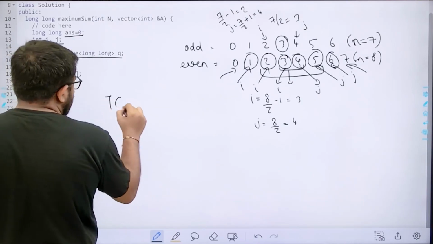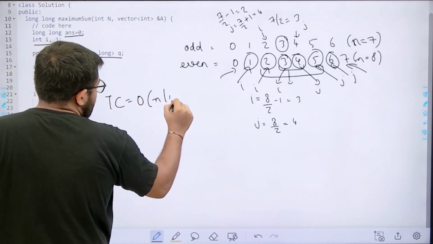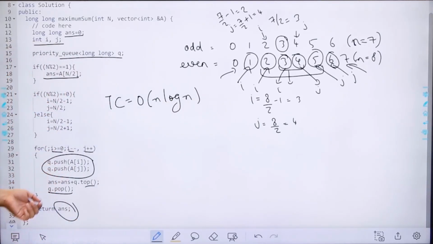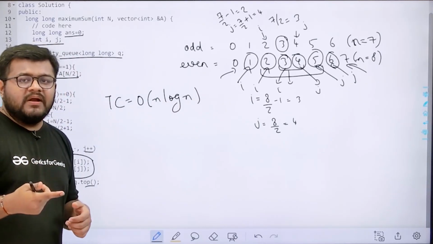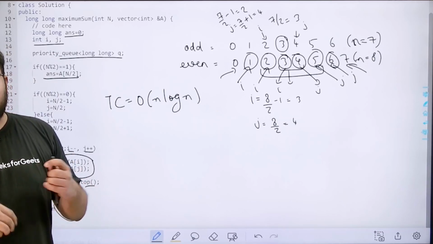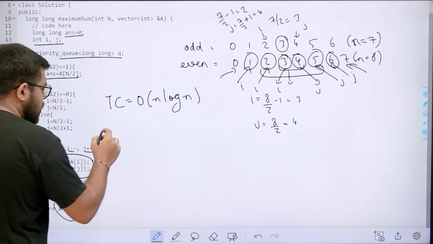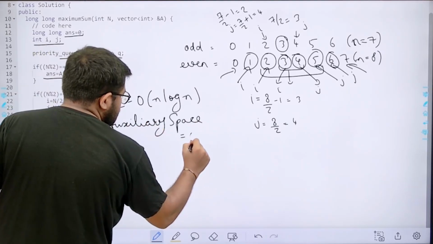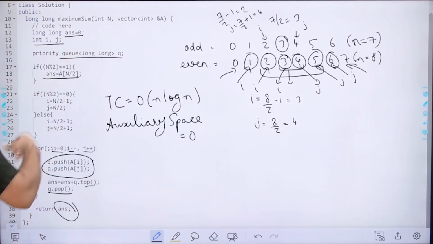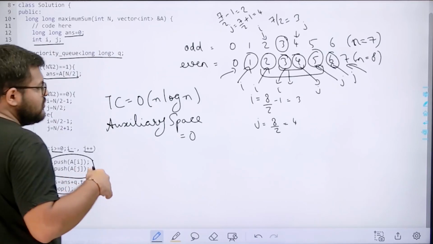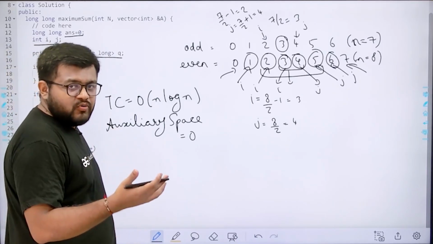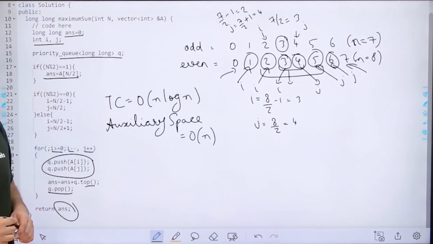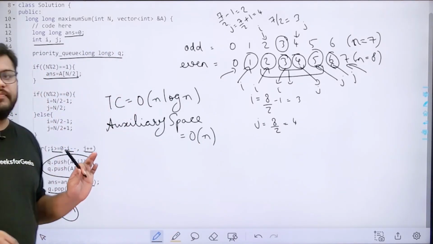What would be the time complexity? Time complexity would be big O of n log n, because there are n elements, the size of the loop is n, and pushing an element in the priority queue or popping an element from the priority queue takes log n time. Okay, what would be the auxiliary space? Here the auxiliary space will be the space occupied by the priority queue. So in the priority queue, let us assume that there are n by 2 elements. So it would be big O of n, order of n. Okay, so this would be the time complexity and this would be the auxiliary space.